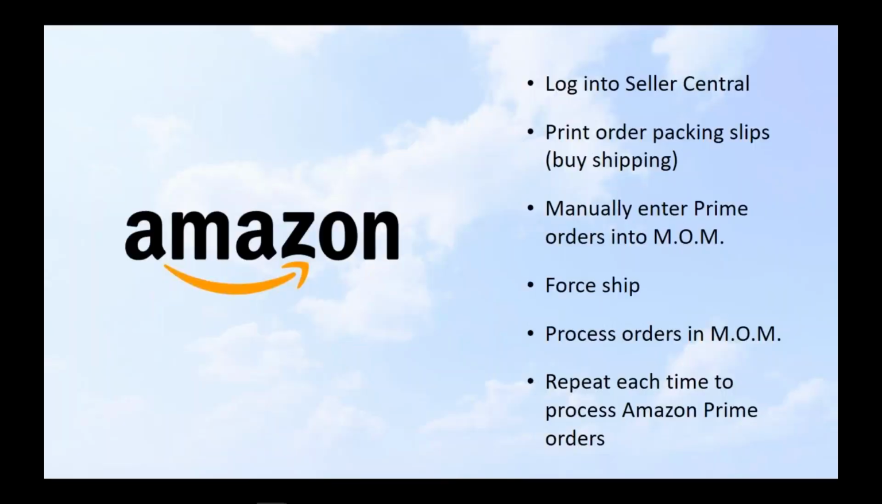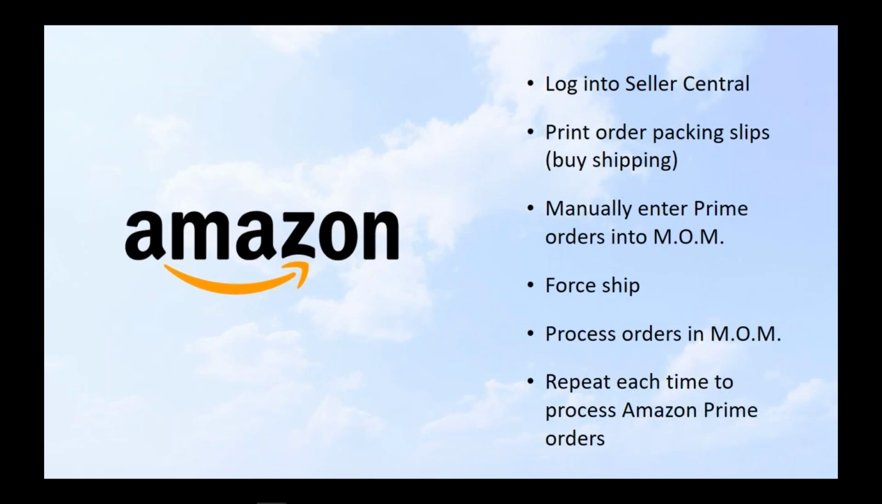So currently, if you are selling regularly, if you're doing Prime now, what you need to do if you're using M.O.M is log into your Sales Central. You would print your pick tickets or pick slips, and then you would buy shipping, which prints the labels on the Amazon side. Amazon does this so that they know that you can ship within the 2-day period that they promised the client. Once that is done, you then have to manually enter that Prime order into M.O.M. That's a lot of cut and pasting the client information or the order information back into M.O.M. And then you would ship that order and mark it paid or process the order in M.O.M.